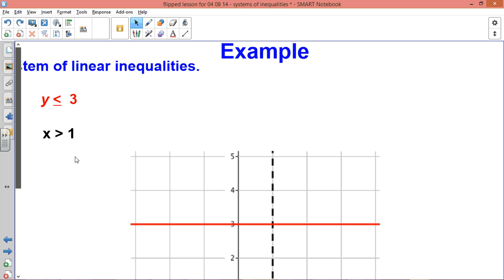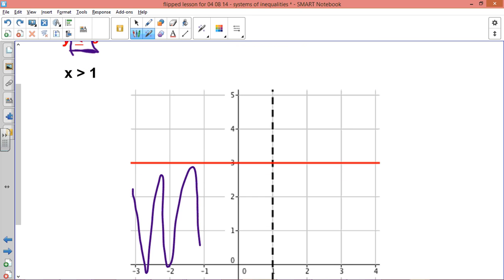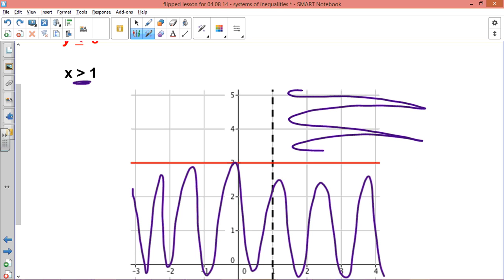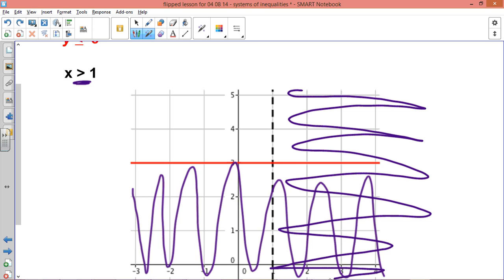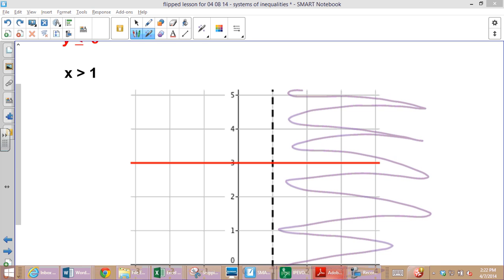For the next step, we need to figure out which side to shade. Well, that just is a matter of looking at our signs, okay? Y is less than or equal to, I shade below. X is greater than, I shade above, or to the right of. For x, there is no above or below because it's a vertical line. So when I say x is greater than, it means I shade to the bigger side, the right side, okay?